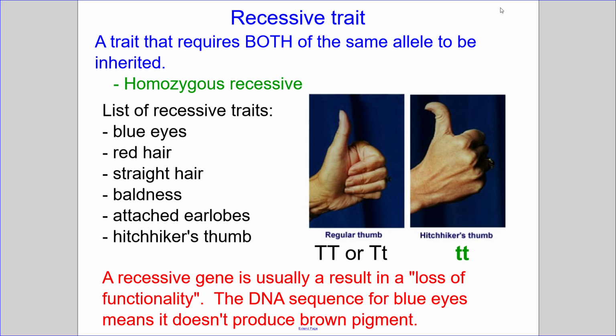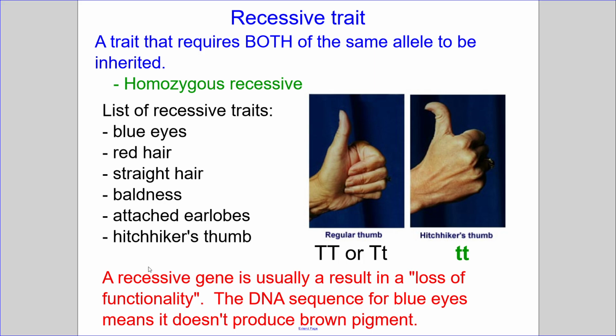Recessive trait. This is any trait that requires both of the same allele to be inherited. So again, with our hitchhiker's thumb, the only way you can get this phenotype is if you inherit 2 recessive alleles. So you need both alleles for this gene category to be recessive in order to have a hitchhiker's thumb. Other examples of recessive traits would include blue eyes, red hair, straight hair, baldness, attached earlobes, and hitchhiker's thumb. A recessive gene is usually the result of a loss of functionality. The DNA sequence for blue eyes means that it just doesn't produce the brown pigment.